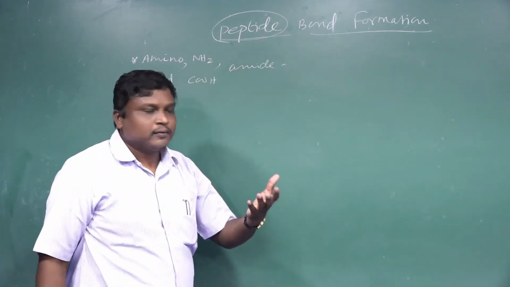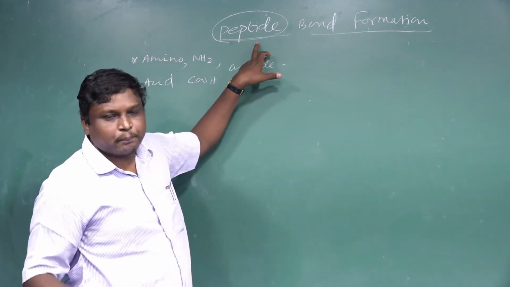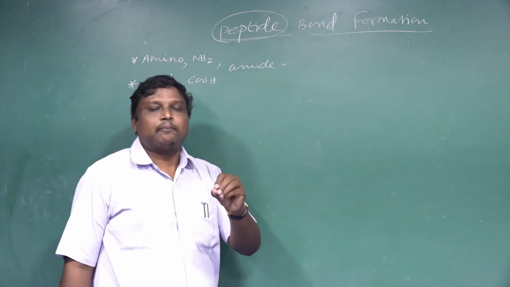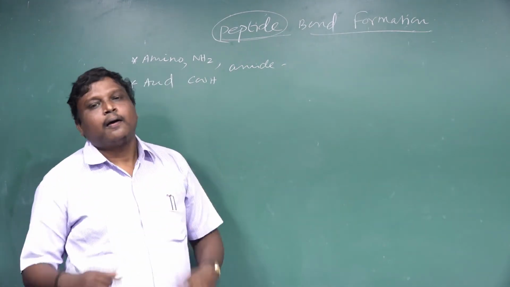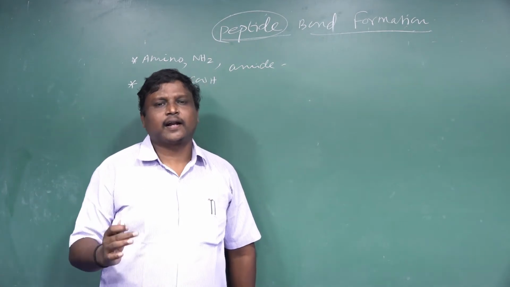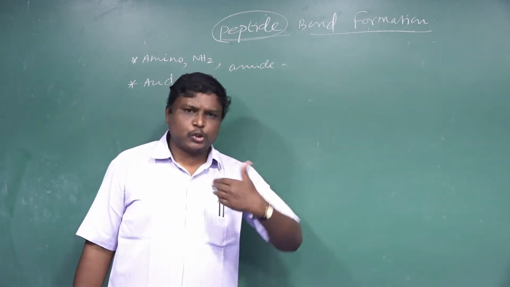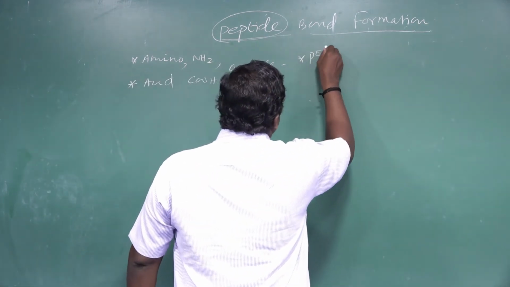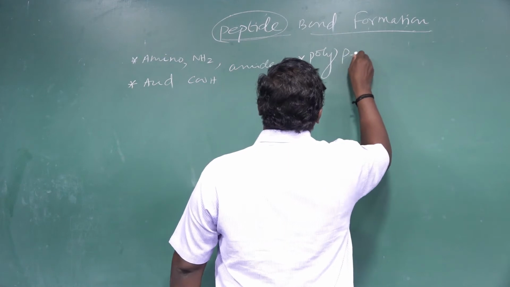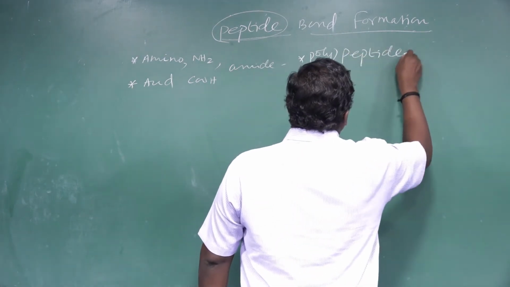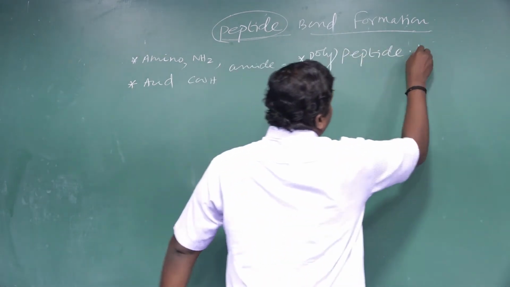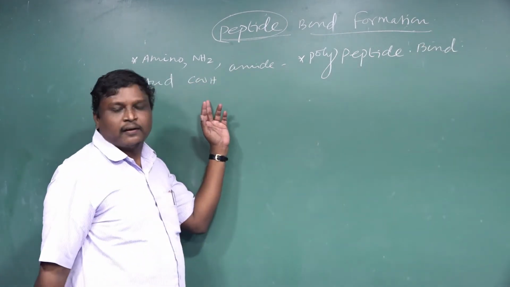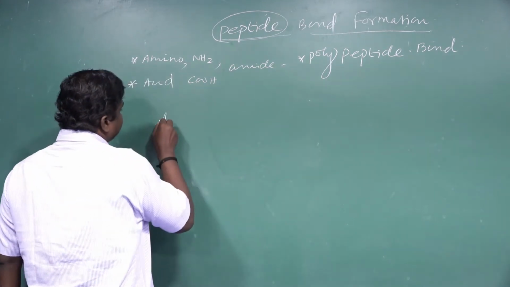So peptide bonds are further classified: dipeptide, tripeptide, tetrapeptide, pentapeptide, etc. More than two peptide bonds is known as a polypeptide.